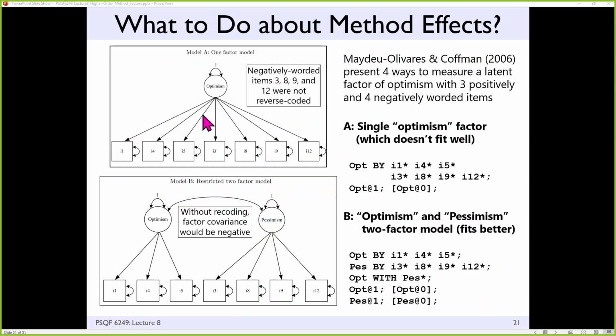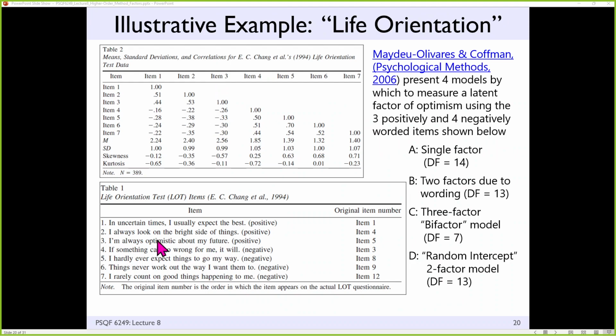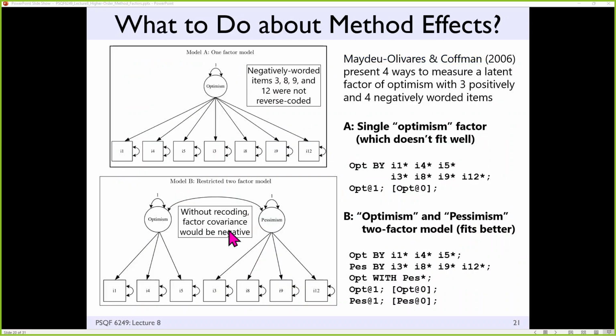So here are some pictures from that paper. We're calling it optimism as opposed to life orientation, which makes sense, I guess, because if you're going with the positive direction here, I expect the best, I look on the bright side of things. That sounds like optimism to me. So note in this case, they decided not to reverse code the items. So 4 of these items you would expect to have negative loadings if the trait were oriented towards positive.